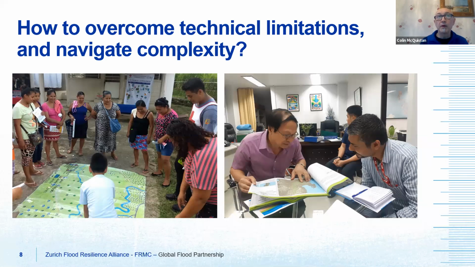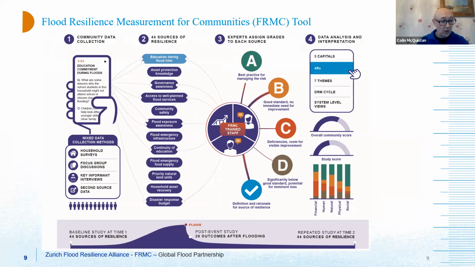So what we wanted to do was develop a tool that works across both the practitioner, the research, the expert environments. So what we've done is we've developed an online tool. And there are 2 sides to that online tool. There's a data collection methodology, which is we use smartphones and tablets to actually go out into communities to collect the information on the sources of resilience for those communities based upon a standardized framework of 44 sources of resilience spread across the 5 capitals and the 4 R's.